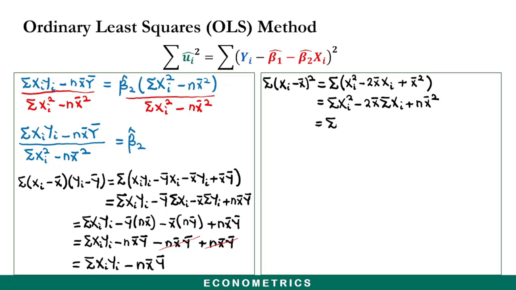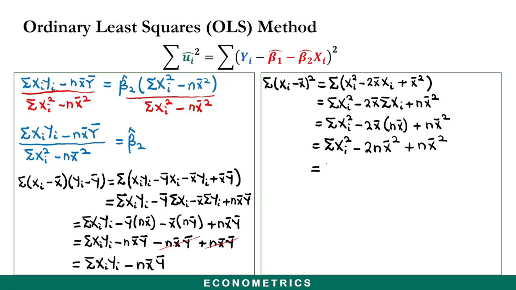Then we have sigma x_i squared minus 2 x bar. Now, sigma x_i is also the same as n x bar, then plus n x bar squared. So we will have sigma x_i squared minus, now we multiply these terms, we're going to get 2 n x bar squared plus n x bar squared. So you can see that the second and third terms are the same with different coefficients. So we go ahead and perform the algebra. So we have sigma x_i squared, minus 1, n x bar squared. And that is going to be the answer.